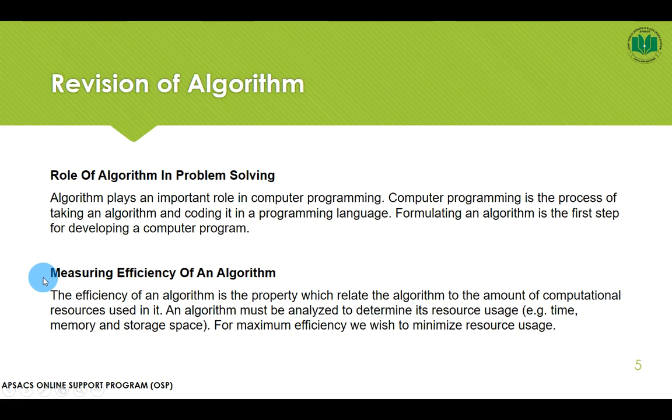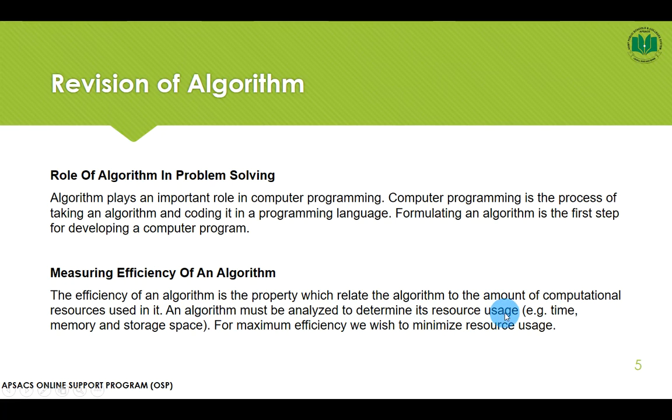Then how is an algorithm efficient, and how can we judge which algorithm is efficient and which is not efficient? The efficiency of an algorithm is a property which relates to the algorithm. It is based on the computational resources used in it. An algorithm must be analyzed to determine the resources used.